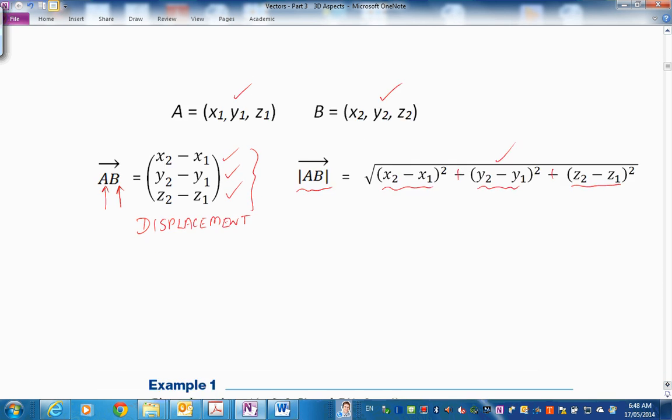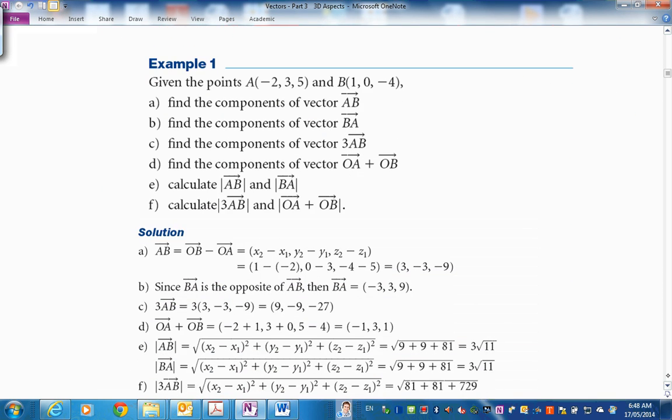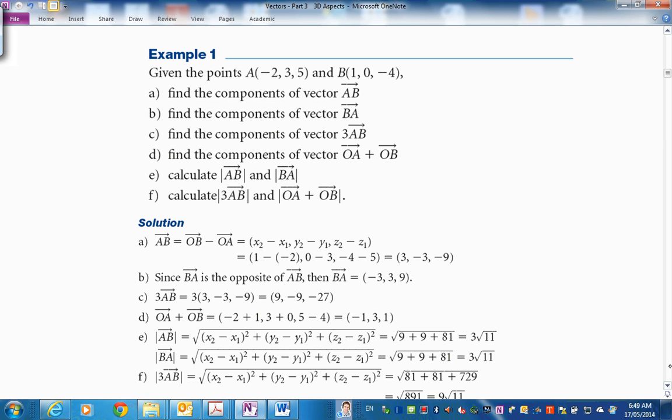Okay, come on down and let's do some examples, this time from Pearson's again. So we've got 2 points, find the components of vector AB, BA, and then 3 times, so that's a scalar times it, find the components of OA plus OB, and calculate all these values here. Okay, so the most important thing here is if you're finding vector AB, it's OB take OA if you like, or it's just this one minus this one.